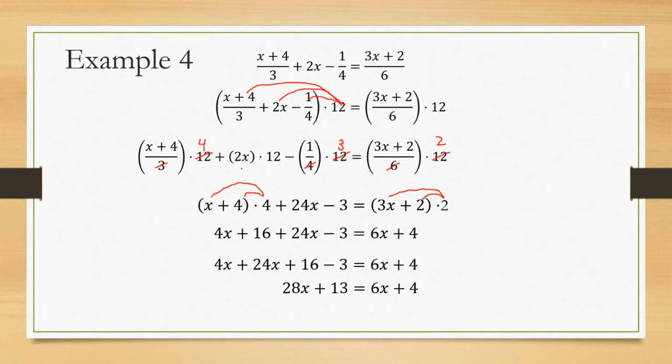Here we don't cancel because there's no denominator. Here we have 4 and 12. So we cancel the 4, and from 12 we're left with 3, because 12 divided by 4 is 3. Over here, 12 divided by 3 is 4. Here, the 6 cancels with 12. 6 is gone. 12 divided by 6 gives us 2. So that's what we're left with, and that's how we get down here.